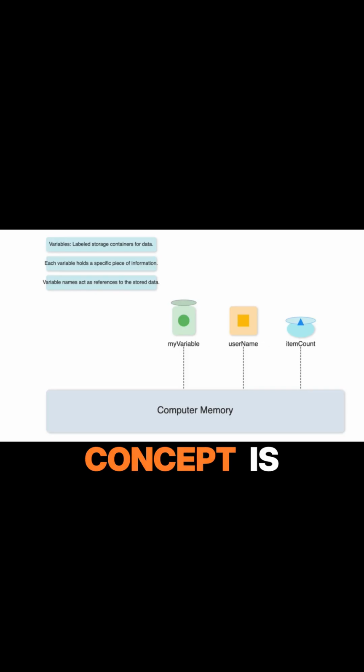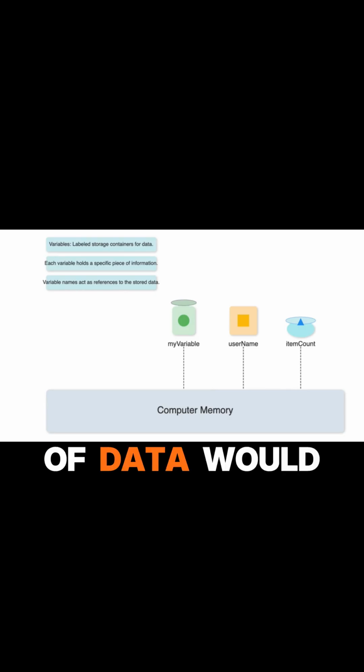This simple concept is foundational because it allows your programs to store and work with information dynamically, making them incredibly powerful and flexible. Without variables, every piece of data would be a fixed, unchangeable value, severely limiting what your code could do.